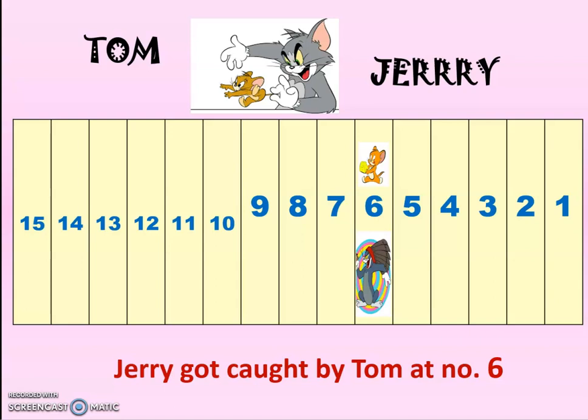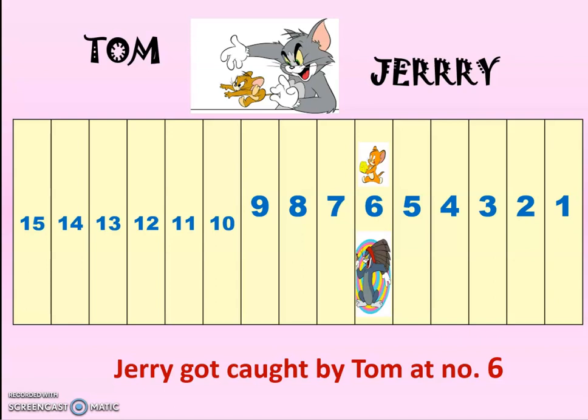And children, this is what lowest common multiple is all about. That is something meeting together for the first time. Yes, we took the multiples of 2 and 3 and we saw that the multiples of 2 and 3 meet together for the first time at number 6, and that's how Tom caught Jerry at number 6. So basically, lowest common multiple is the first common multiple that we have for the numbers that we have taken.